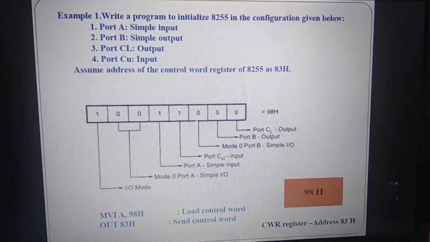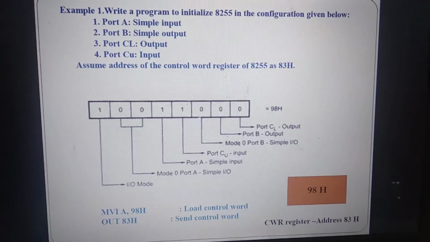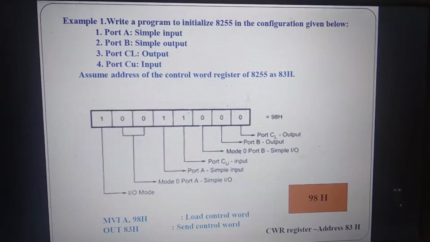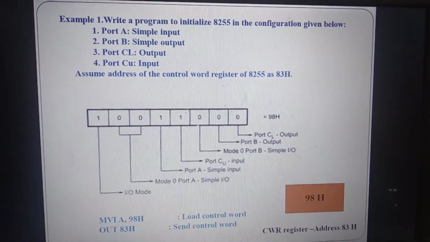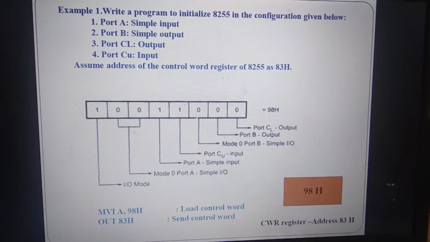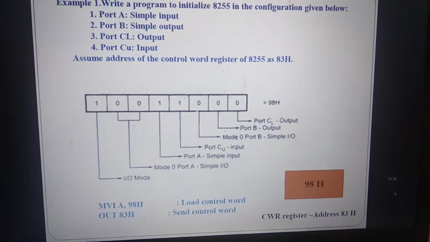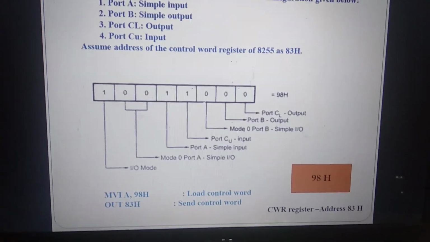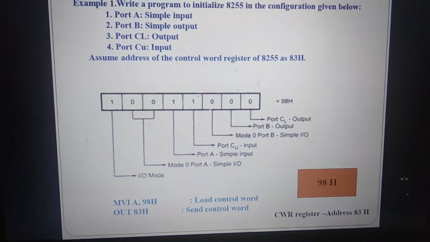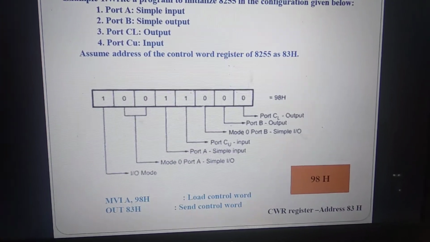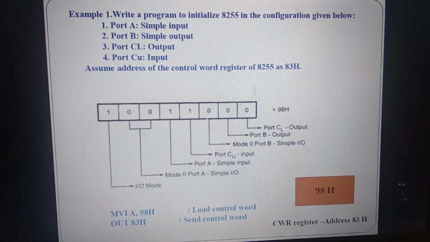Next is port A configuration. It is 1 for port A because it's an input port. Again, port C upper is an input port, so it is 1. Next is the D2 bit, which is for mode 0 selection, so it is 0. Port B is an output port, so the D1 bit is 0, and port C lower is an output port, so it is again 0. So the equivalent binary representation of this CWR register content is 98 hex.